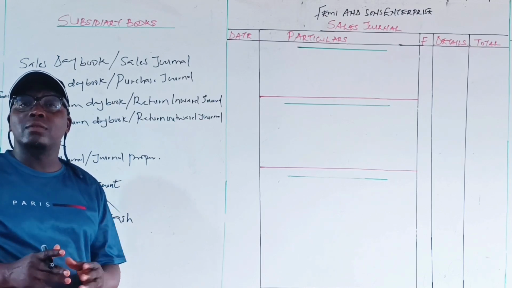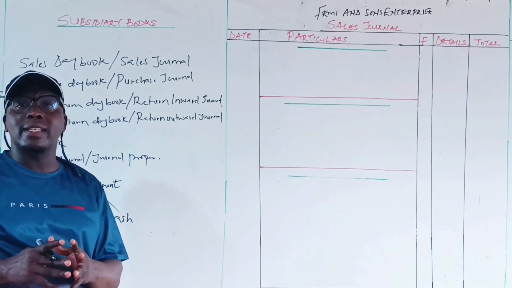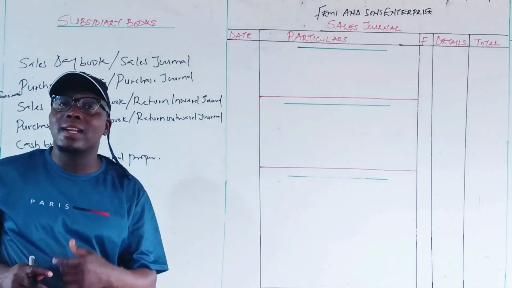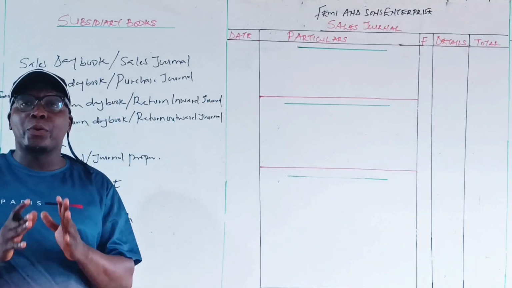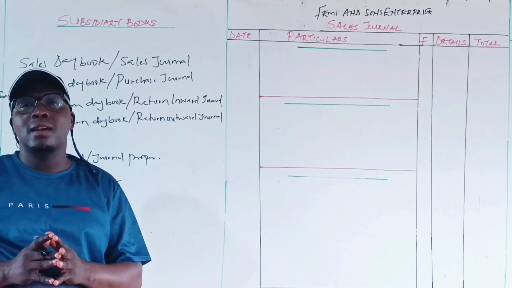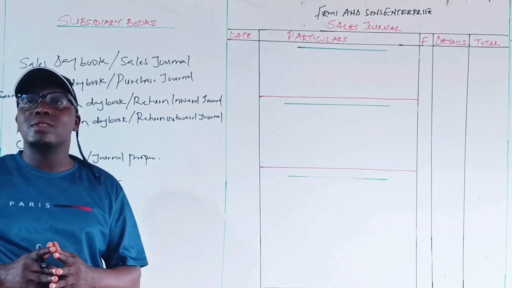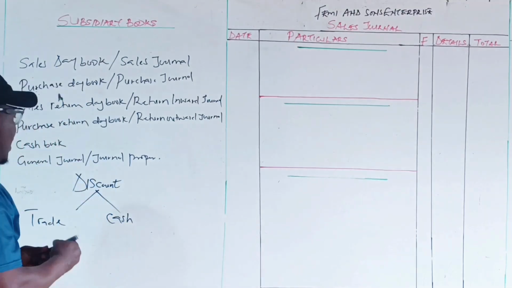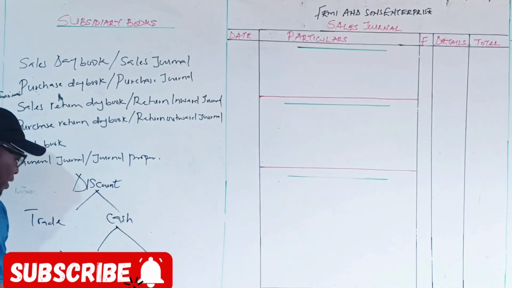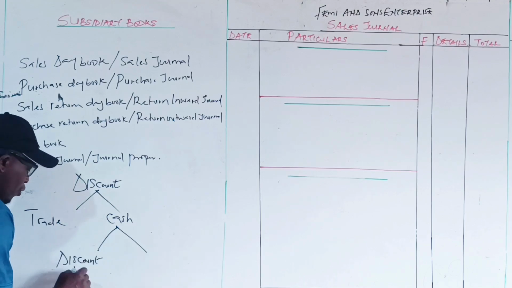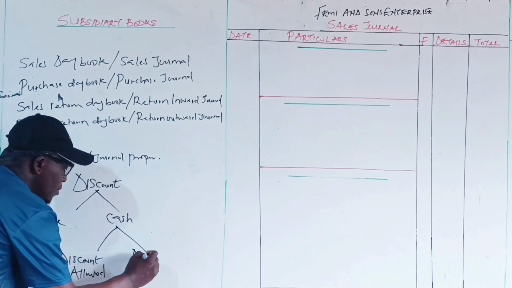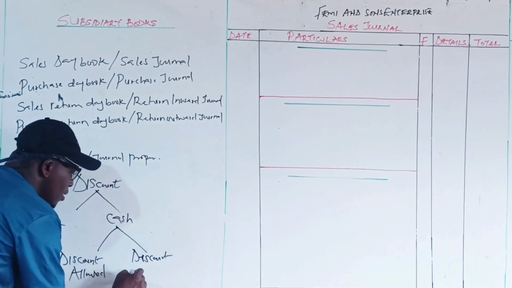This is done to induce the bulk purchase of customers, while the cash discount is a discount that is given to customers for prompt payments, immediate or instant payments. The cash discounts are further subdivided into discounts allowed and discounts received, which are all used in our cash book.